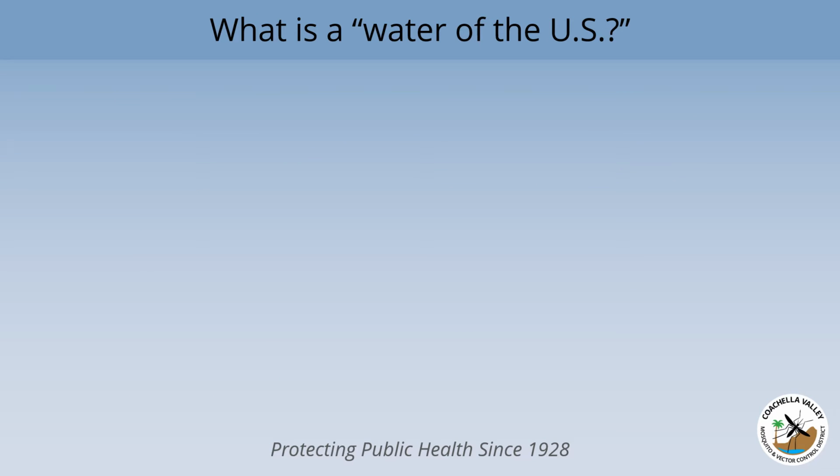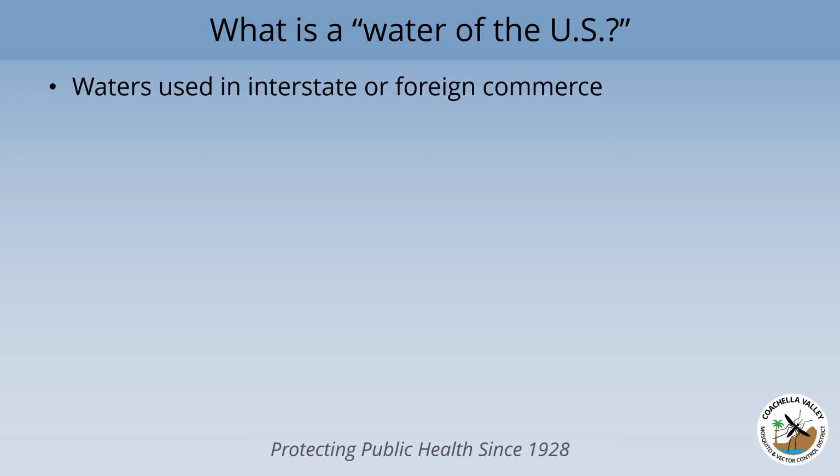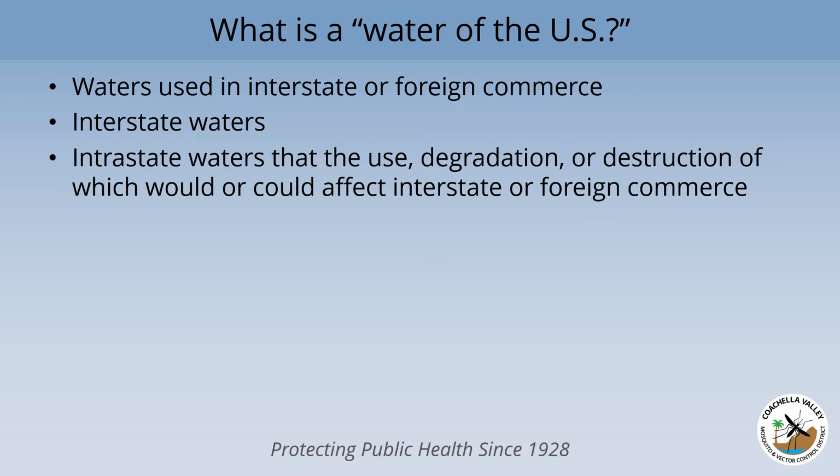So the next part of that definition is, well, what is a water of the US? And there are lots of things that can fall underneath this category. Waters that are interstate or foreign commerce. So these are things that go in between states or in between countries, like the Rio Grande. Interstate waters, so waters again between states, so the river between Ohio and Pennsylvania. This is a great one that's an interstate water.